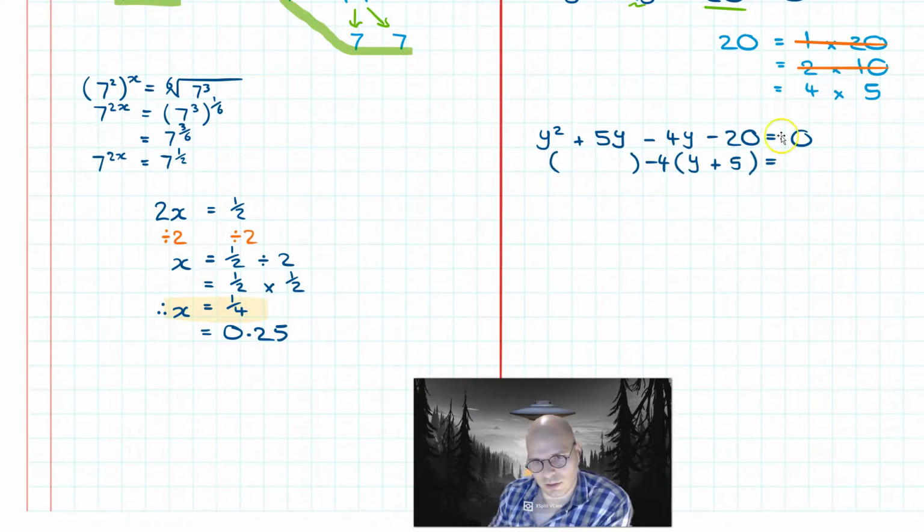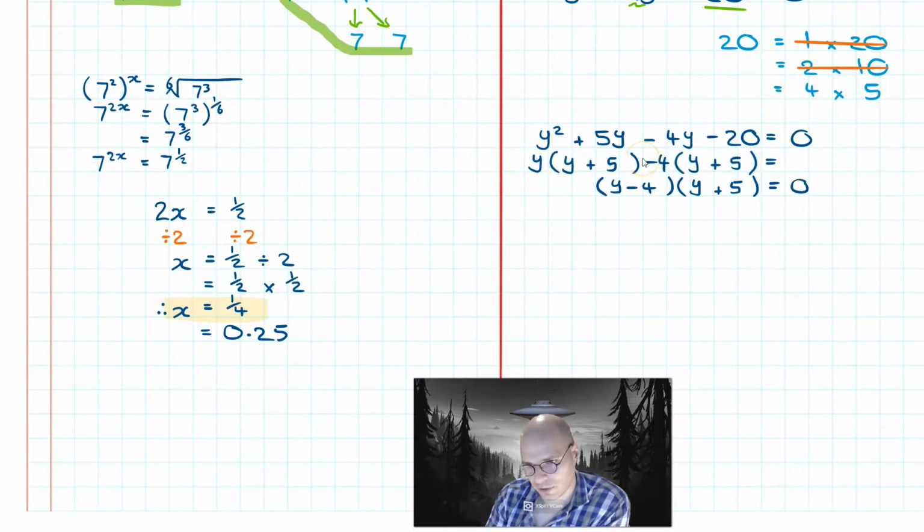Then these two terms here, common factor is y. We're going to get y plus 5. Finishing this off, I have a common factor of y plus 5 and y plus 5. If I factorize for that, what I get left over is y take 4. And all of this is still equal to 0.